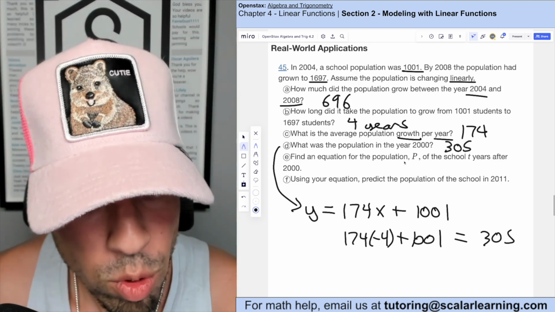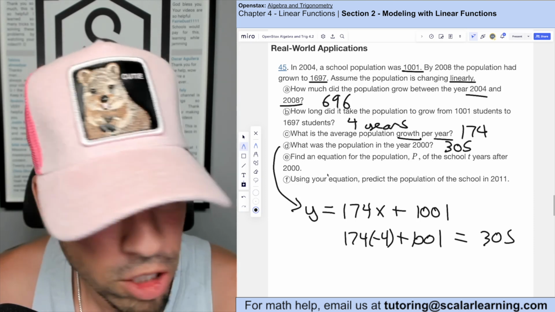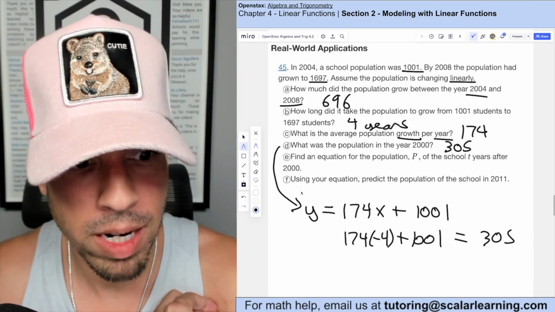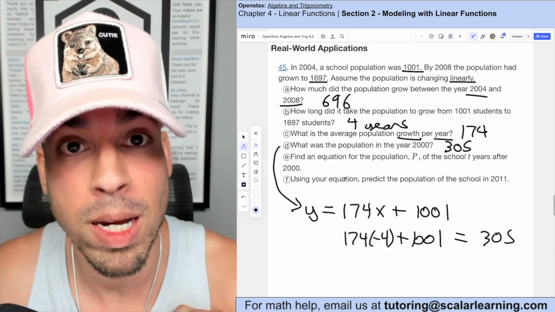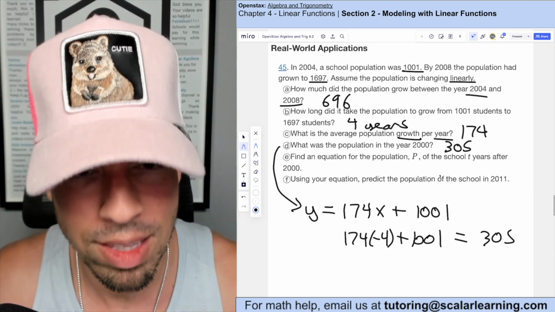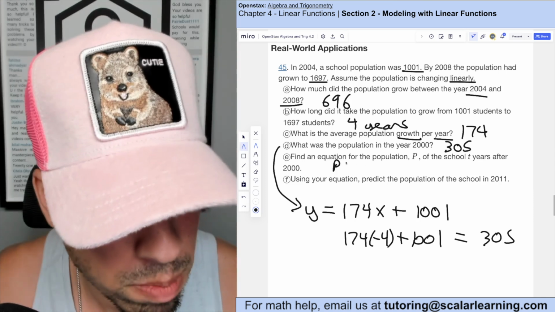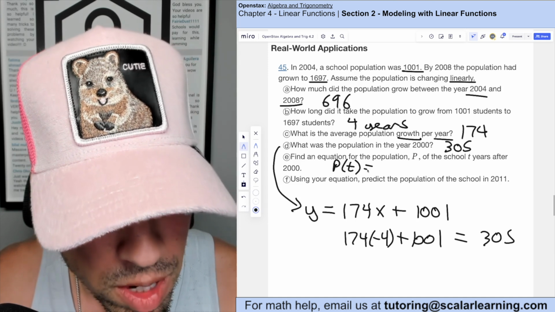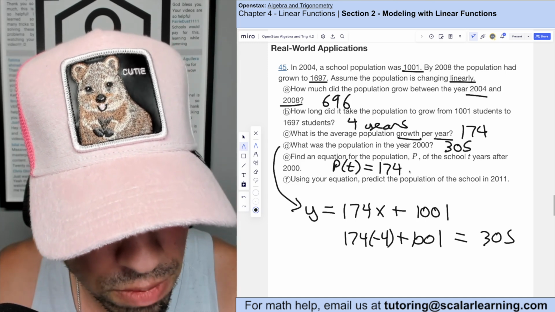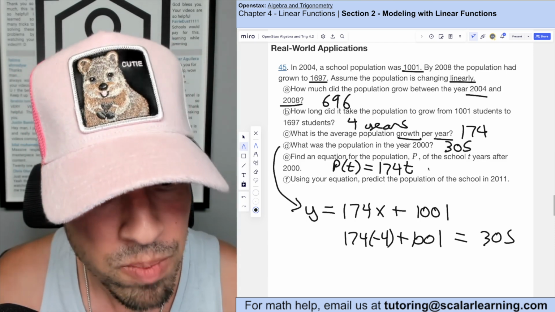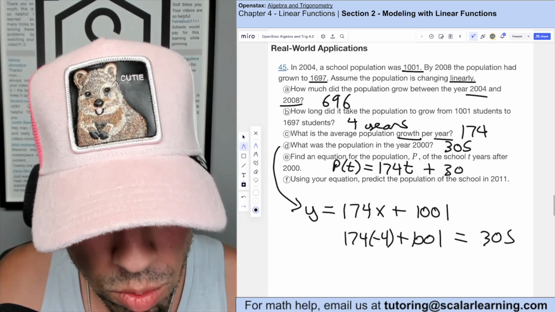Now it says find an equation for the population of P t years after 2000. So now 2000 is actually my times 0, okay? So that's my, whatever the population was in 2000, that's my y-intercept, which I already know is 305. So my equation would be P as a function of t equals my slope 174 times t. Now we're not going to use x because they said, hey, let's do it in t, plus that y-intercept of 305.